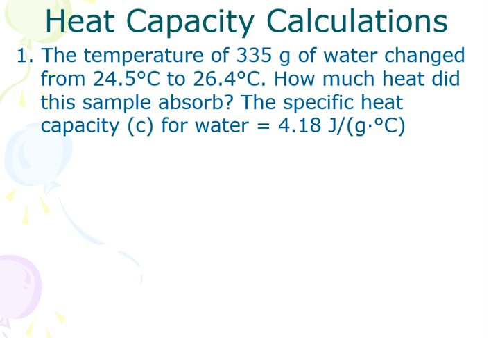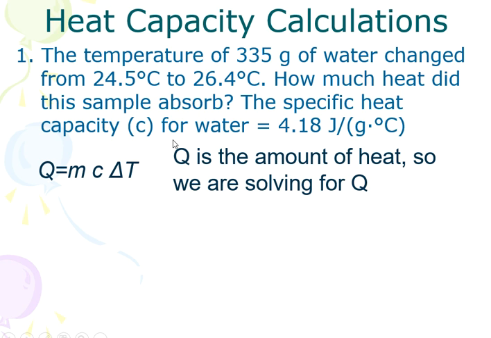All right, so what does this mean? What are we being asked to find? It says, how much heat did this sample absorb? Since we're talking about heat and specific heat capacity, and we also have grams and degrees Celsius, that means we're going to use our equation Q equals mc delta T. Q is the amount of heat, so we're going to be solving for Q.